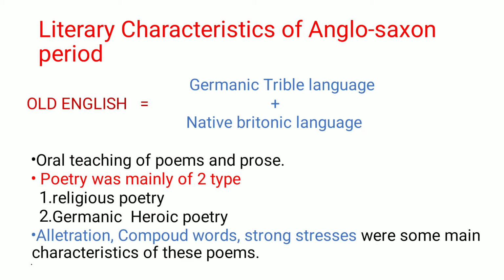Now, poetry was mainly of two types. First, religious poetry, or you can also say Christian poetry, because poetry was mainly written on Christian teachings and Bible stories. And second is Germanic heroic poetries. Now, this was the poetry about war heroes of Germany, which was mainly written by Anglo-Saxon people because they came from Germany. Alliteration, compound words, strong stresses were some of the main characteristics of poems of this period.